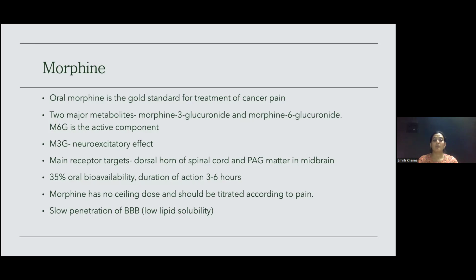So the one drawback of morphine is that it has a slow penetration of the blood-brain barrier because of low lipid solubility. And so that's why it's not always as effective in pain because of raised ICT or intracranial pain or headaches, although it's still used to some extent.